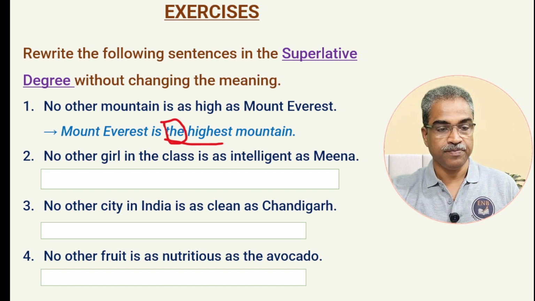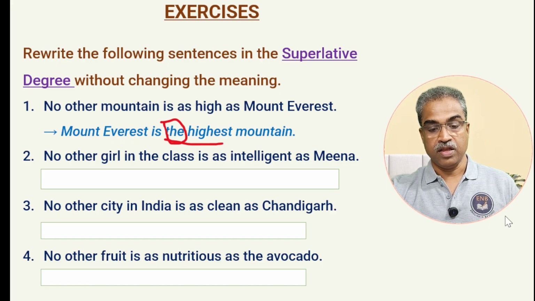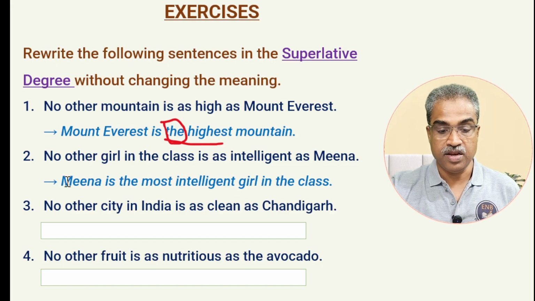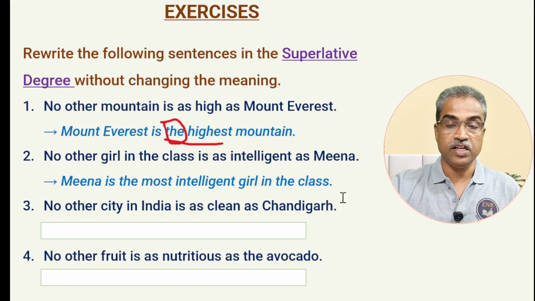Okay, next: No other girl in the class is as intelligent as Meena. Meena is more intelligent than any other girl in the class, that would be comparative. Superlative: Meena is the most intelligent girl in the class. You are getting it? I suppose so.